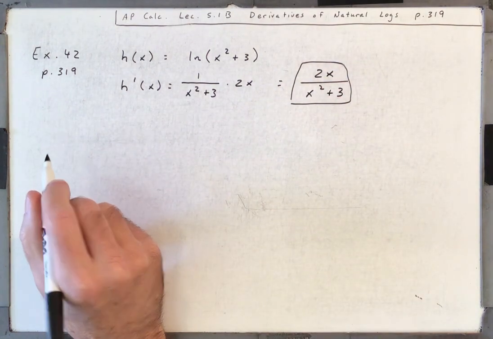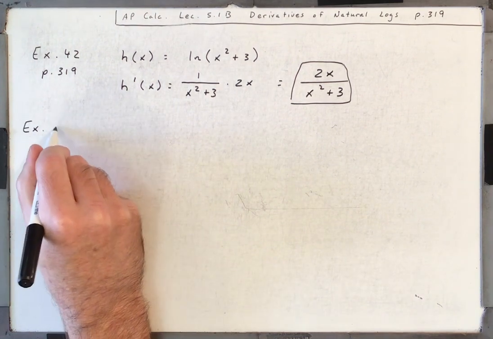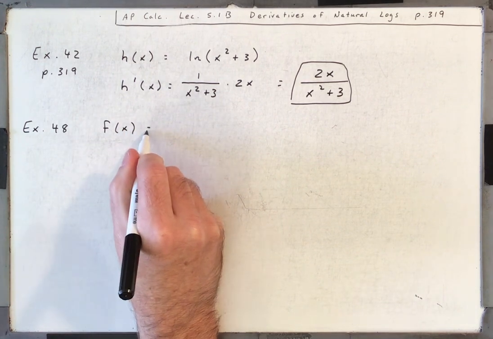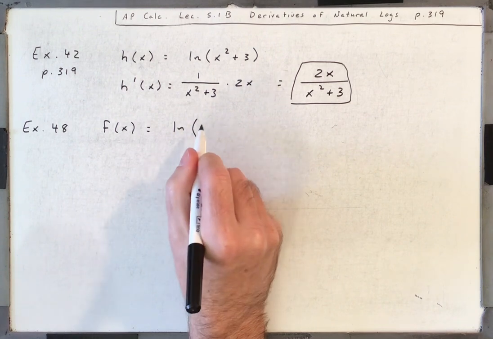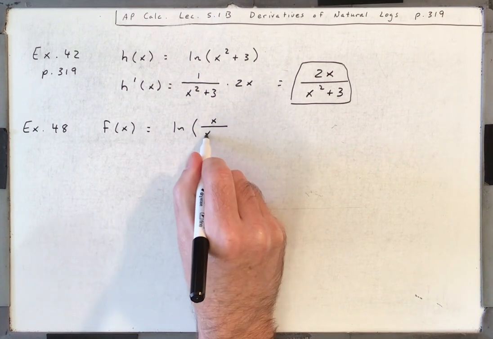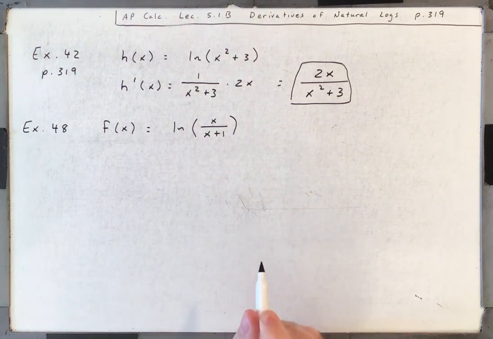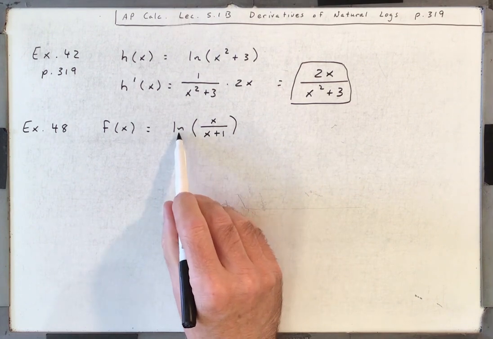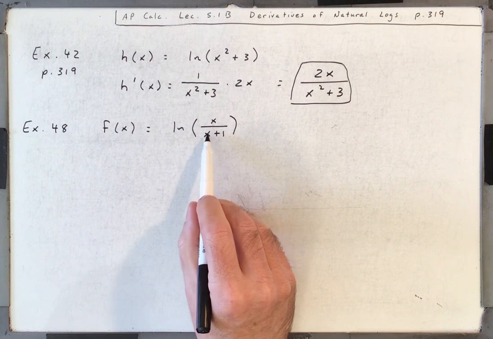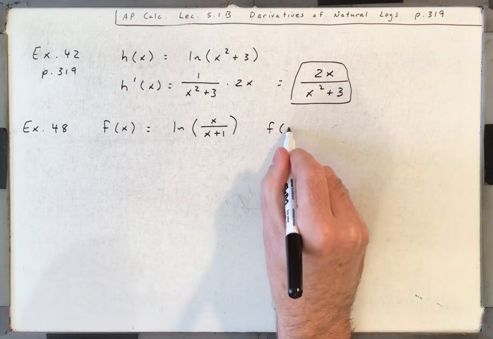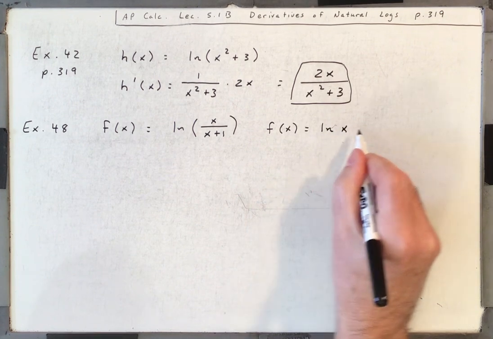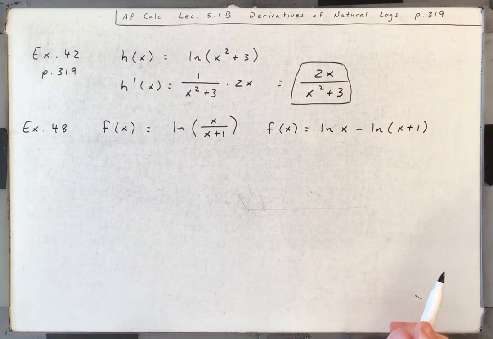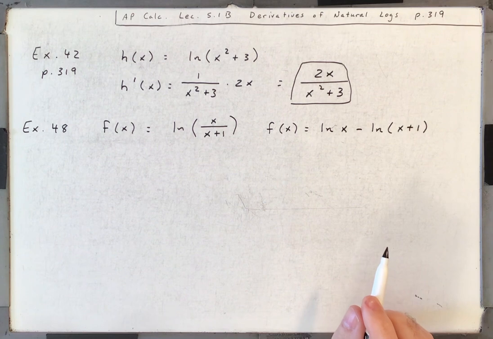All right, next example will be number 48. So here we have f of x is equal to the natural log of x over x plus 1. Now this is one where you absolutely want to use properties of logs and rewrite it as f of x is equal to the natural log of x minus the natural log of x plus 1. That's the whole reason we did lecture 5.1a, to remind you of the properties of logs.